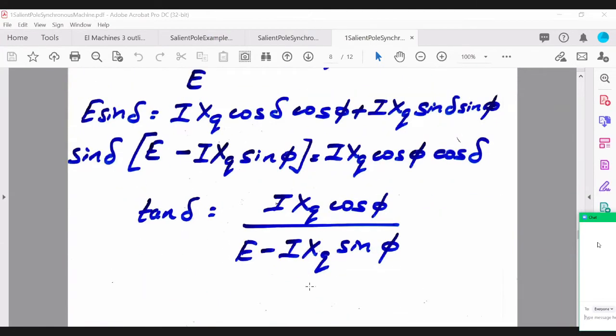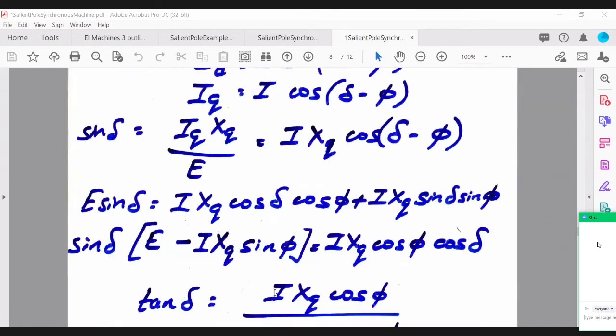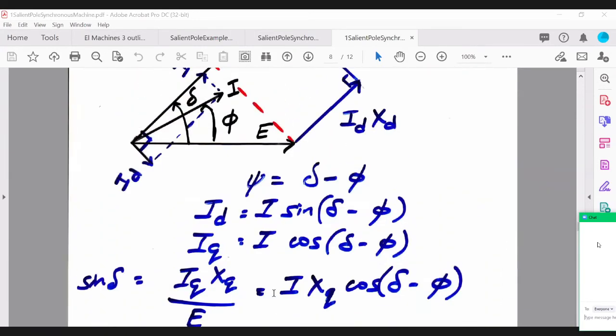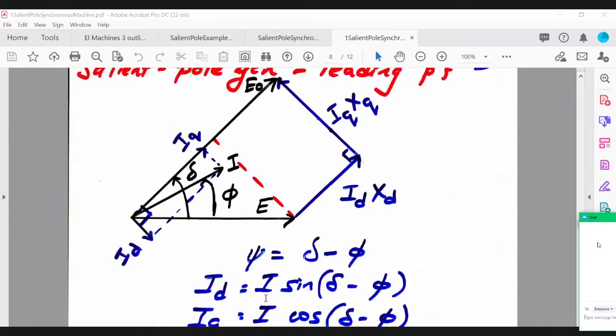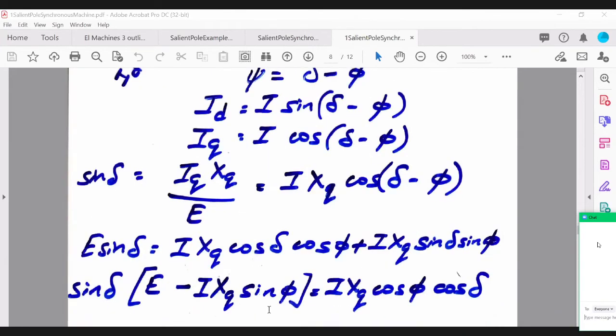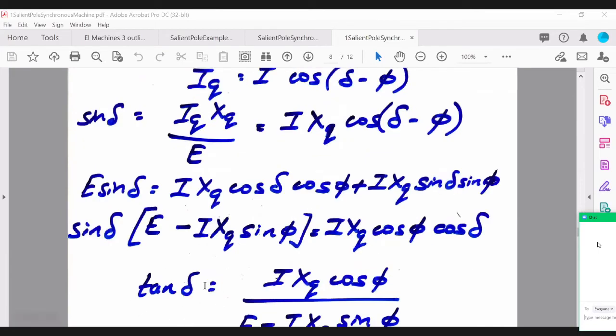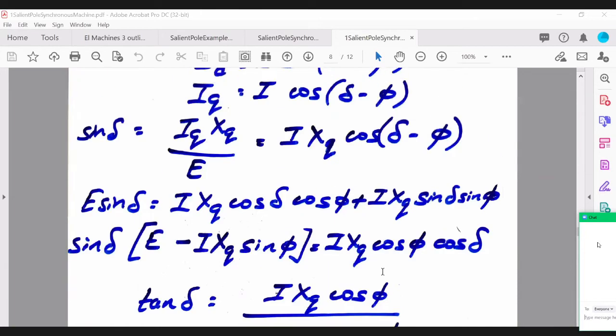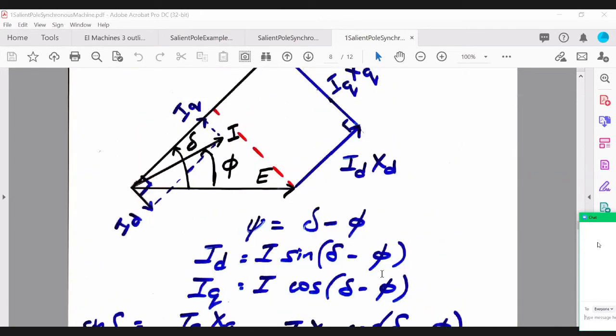Right, so you have to be able to basically draw the phasor. As you can see, the mathematical manipulation is not difficult. So once you are able to draw the phasor diagram, you can derive those basic equations very easily, Id and Iq, and then what is delta, what is tan of delta. It can easily be derived if you want.